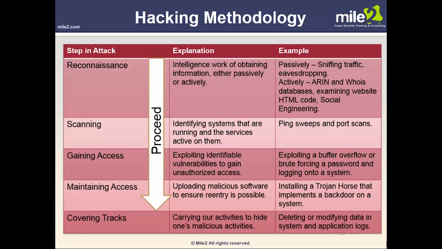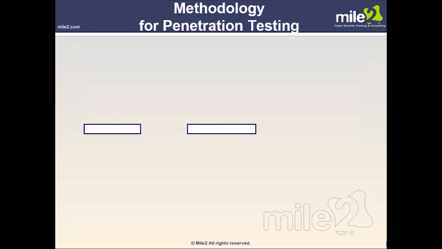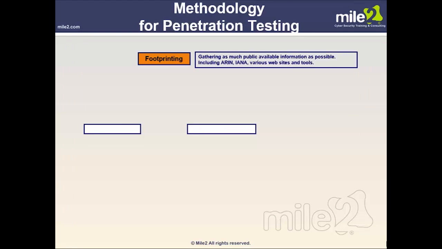Rootkits has its own little section as well, but all that is coming into play down the road. So know the 5 phases in order: reconnaissance, scanning, gaining access, also known as enumeration, maintaining access, and covering our tracks. So methodology for pen testing, basically we start off with footprinting. We want to gather as much publicly available information as possible, and we can get this through ARIN, IANA, various websites and tools and so forth. Again, we'll have a whole section just on that.